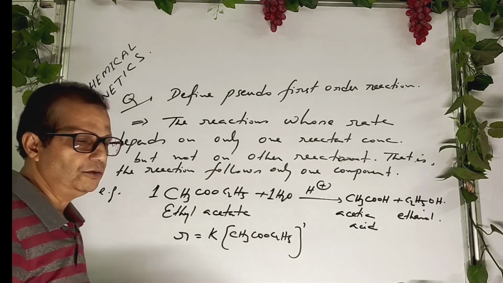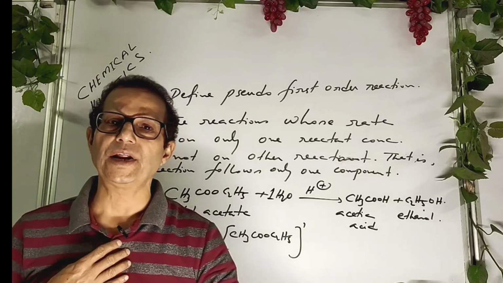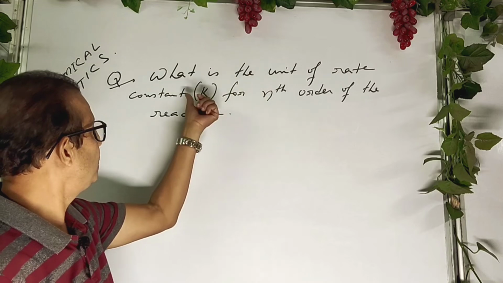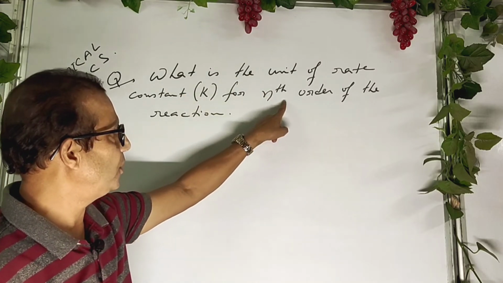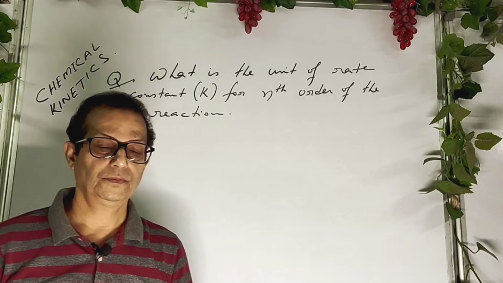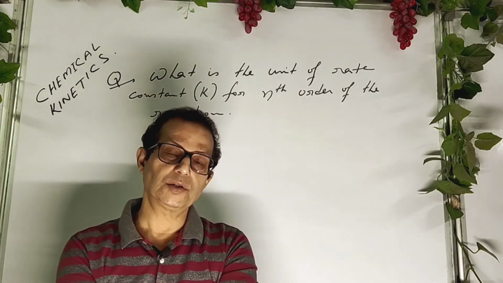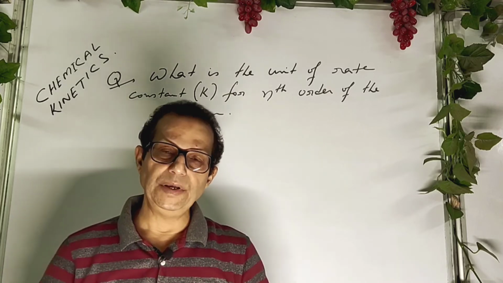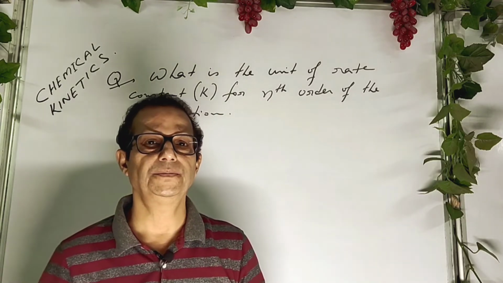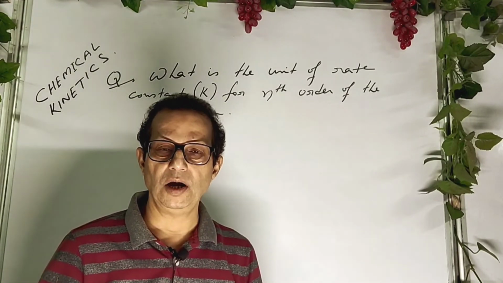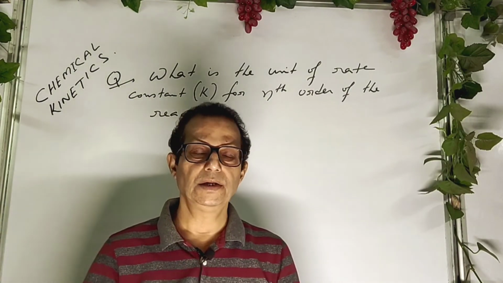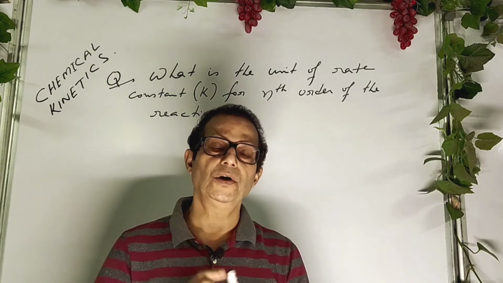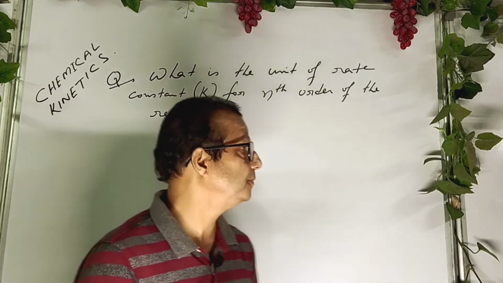So write another two reactions that are very important for your board. See the reaction. What is the unit of rate constant for nth order reaction? N means maybe first order, maybe second order, maybe third order, maybe zero order, maybe fractional order. This is the general formula, and remember it, for different order of the reaction, the unit of rate constant is also different.